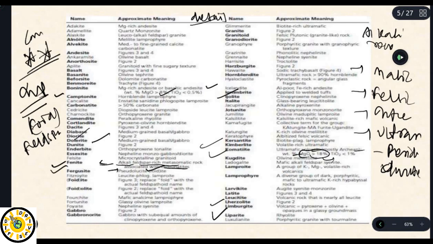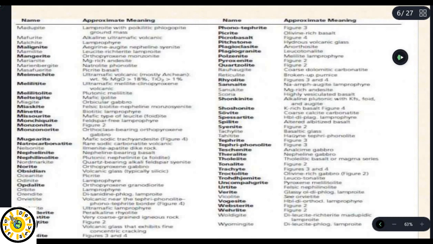I have uploaded also in the community section, and please take a screenshot of it during the video. Pause the video, take the screenshot and write it in your copy. Okay, so this is the second part. Okay, A, M, N and W तक जो भी important है. Bauxite is important. This is the hornblende bearing lamprophyre, right?